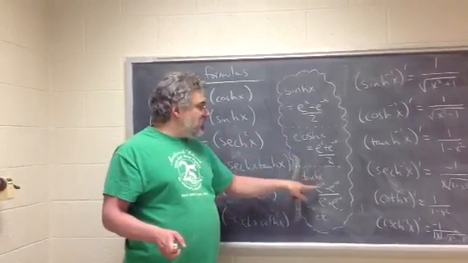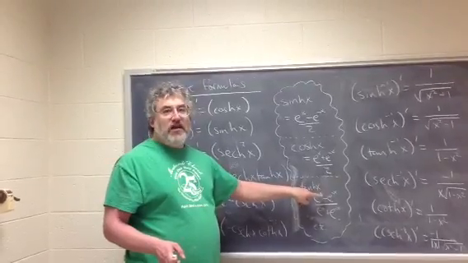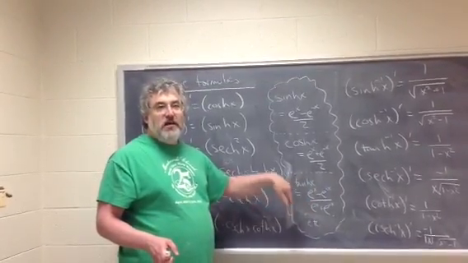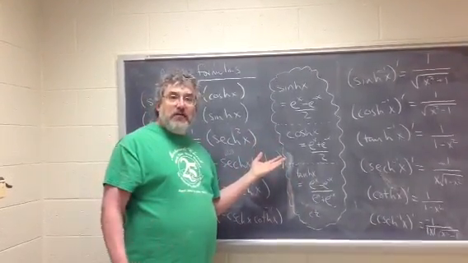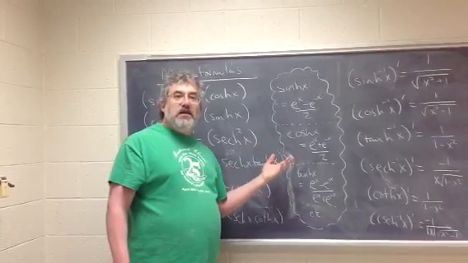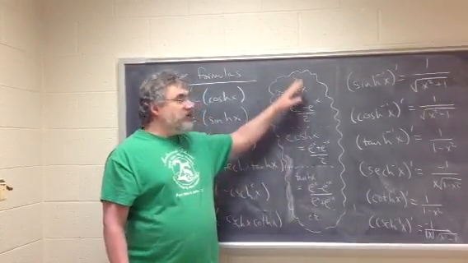The hyperbolic tangent, we just get it. This is the hyperbolic sine of x over the hyperbolic cosine of x. The hyperbolic secant of x is going to be 1 over the hyperbolic cosine of x, and so forth. Now, those are the functions.